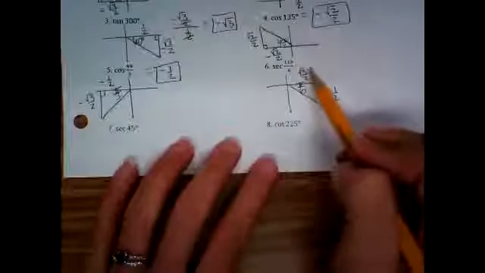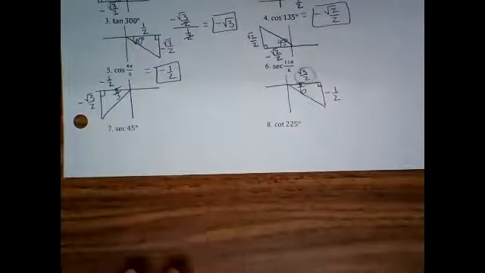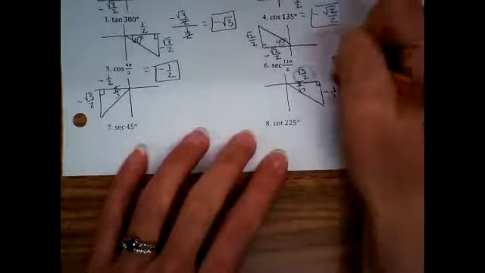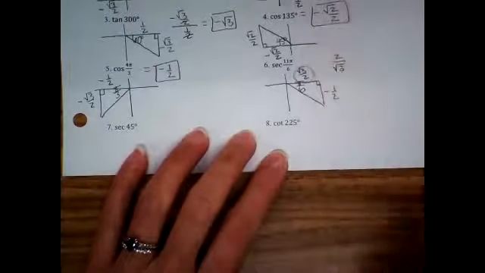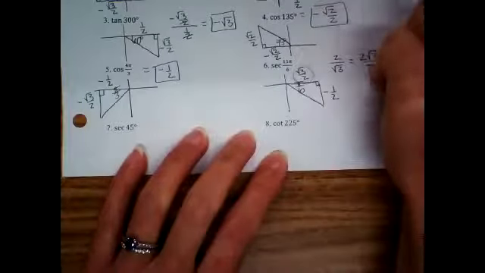Then you answer the question. Secant means you're going to flip the x value. Don't put 1 over it. I know that's how it's written up there, but all it means is flip this. So that would be 2 over square root of 3, and then you rationalize that. So 2 square root of 3 over 3.